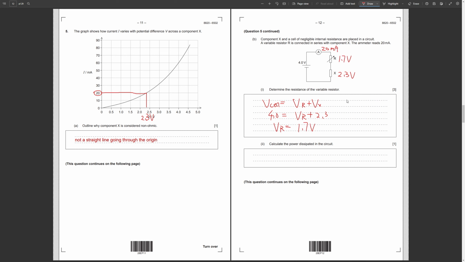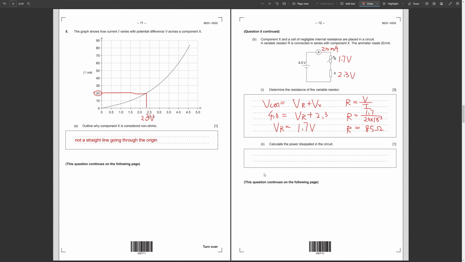Next, we take the definition of resistance: potential difference across the component divided by the current through the component. Then we have 1.7 divided by 20 milli. And the resistance is 85 ohm.